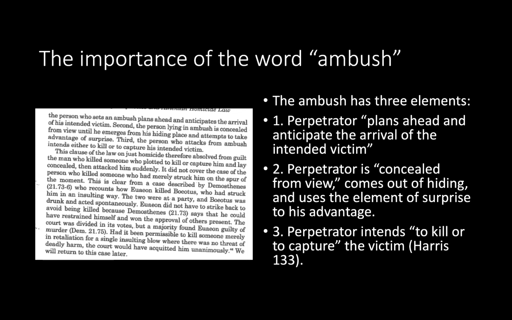First, the perpetrator who is going to ambush someone plans ahead, which means he knows the victim is coming and anticipates his arrival. Number 2, the perpetrator who is going to ambush someone uses the element of surprise, hiding himself until the victim appears and then ambushing him. Number 3, the perpetrator who ambushes someone intends to kill them or capture them.